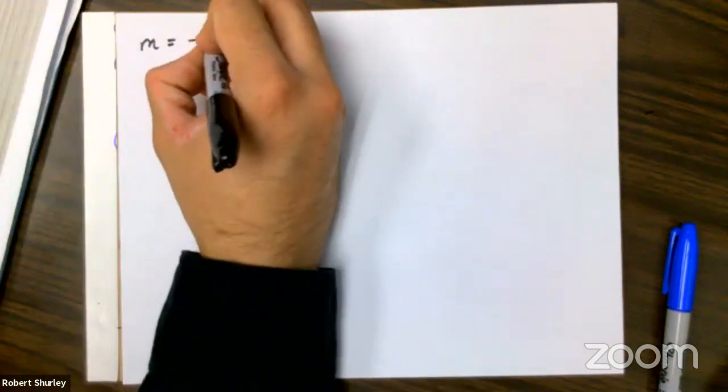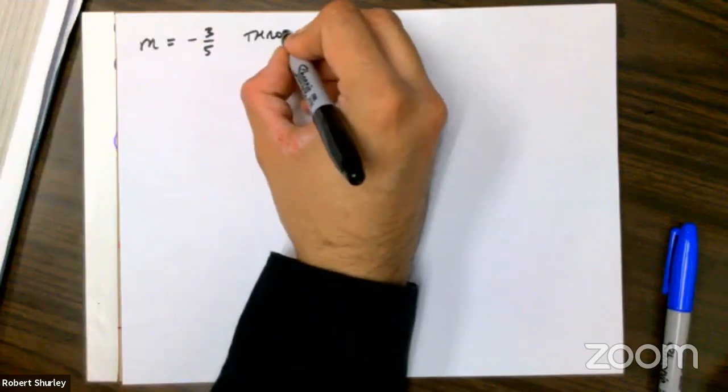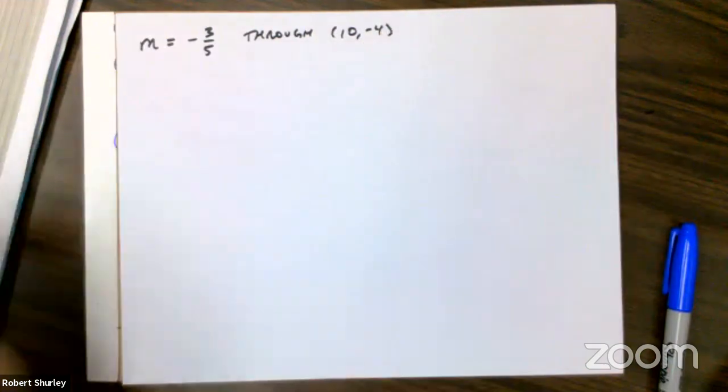So let's say I had, this is number 24. So we've got a slope of -3/5, and it goes through (10, -4). Okay, it goes through (10, -4). I want you to try this one. I know it's a fraction. You can use a calculator, but try this one. I'm gonna give you a few minutes.